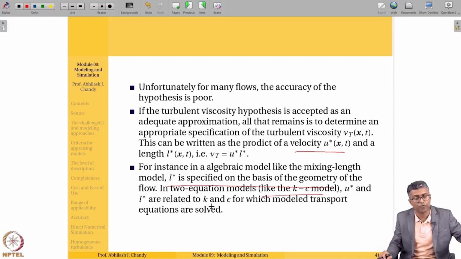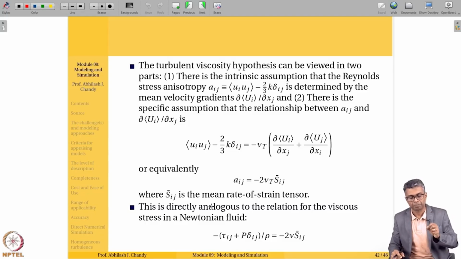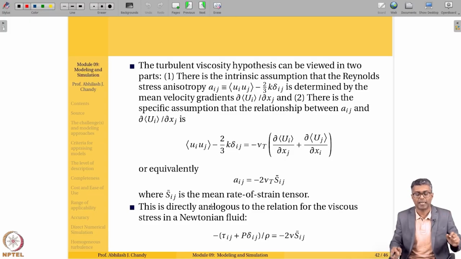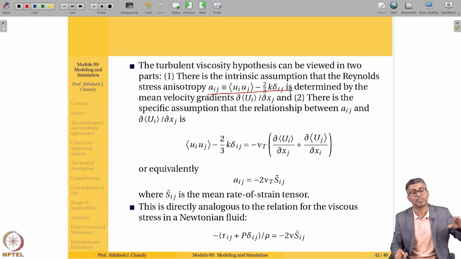So the specification of the turbulent viscosity becomes the next piece, right? If you accept the turbulent viscosity hypothesis as accurate, but we know that that is not accurate, and that is what we are going to be dealing with. The turbulent viscosity hypothesis can be viewed in two parts. One, there is an intrinsic assumption that the Reynolds stress anisotropy, Aij, is determined by the mean velocity gradients. That is your first assumption, isn't it?